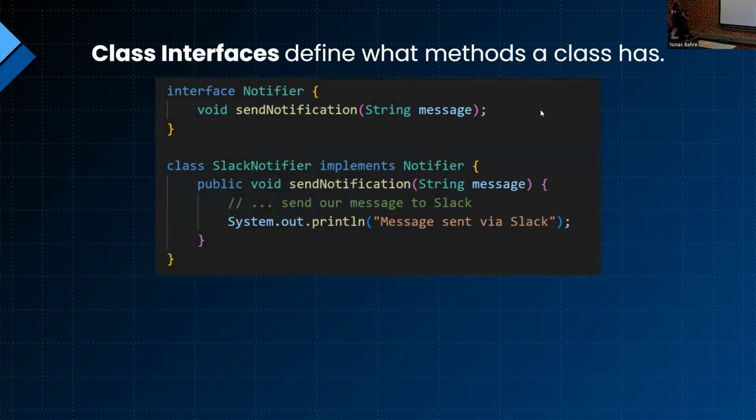So if I have the send notification function in this interface, then the class that implements it needs to have that function too. So this class right here is called SlackNotifier. Basically, what this is going to do is send our message to Slack. It'll be connected to some kind of Slack bot, post a message in a channel, whatever. So we just give it the message and it posts it to Slack.